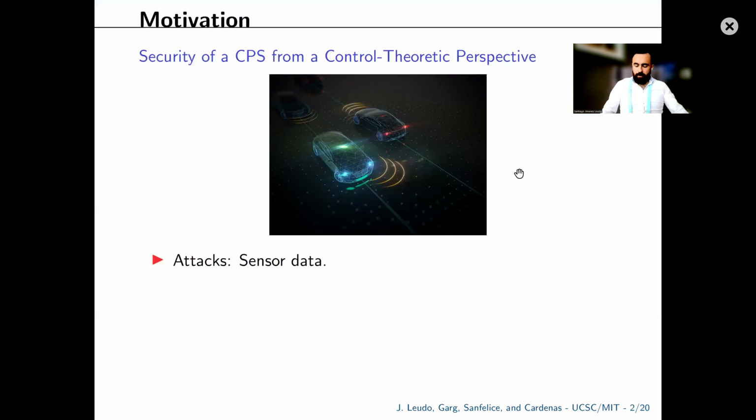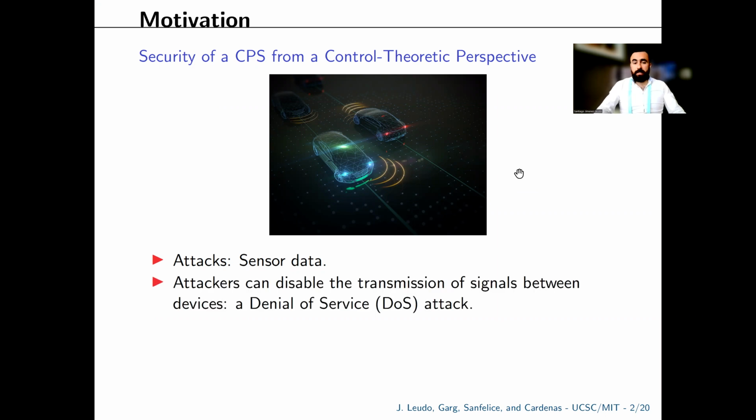To motivate our problem, consider an example in which we have attacks in the sensor data of a system, and the attackers are capable of disabling the transmission of signals between devices. This is what we know as denial of service or DoS attacks. This will lead to potential violation of safety requirements.